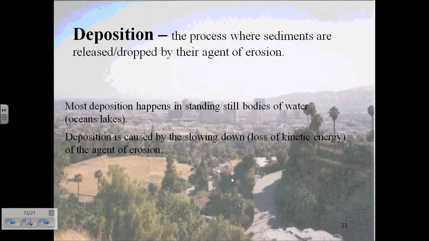Now, our last step in weathering, erosion, deposition is that of deposition. In deposition, the key word there is dropped, and it is the process where sediments are released and dropped by their agent of erosion. Deposition occurs after erosion. Most deposition happens in standing still bodies of water, such as oceans or lakes. Deposition is caused by the slowing down or loss of kinetic energy of the agent of erosion. And so deposition only occurs after erosion has stopped.